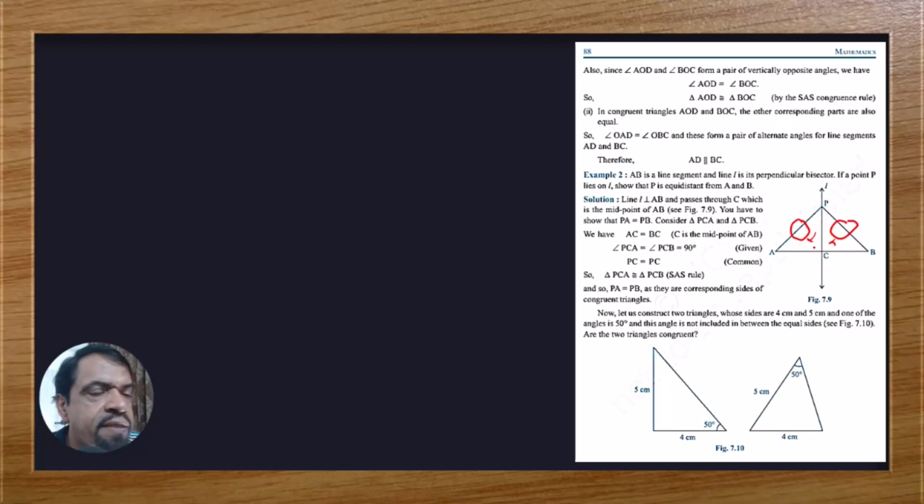Perpendicular bisector: perpendicular means these two angles are equal, and bisector means AC equals CB, and this is common, PC. So by side angle side, these triangles are congruent. So by CPCT, corresponding parts of congruent triangles, if triangles are congruent, then the remaining parts are equal. So PA equals PB.